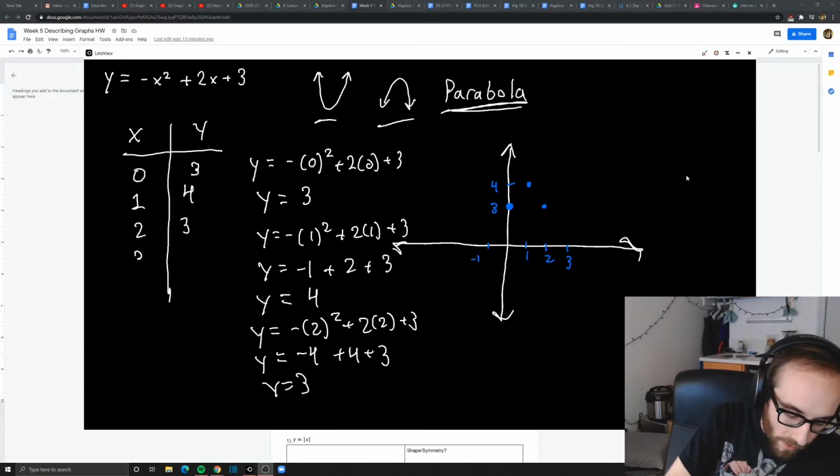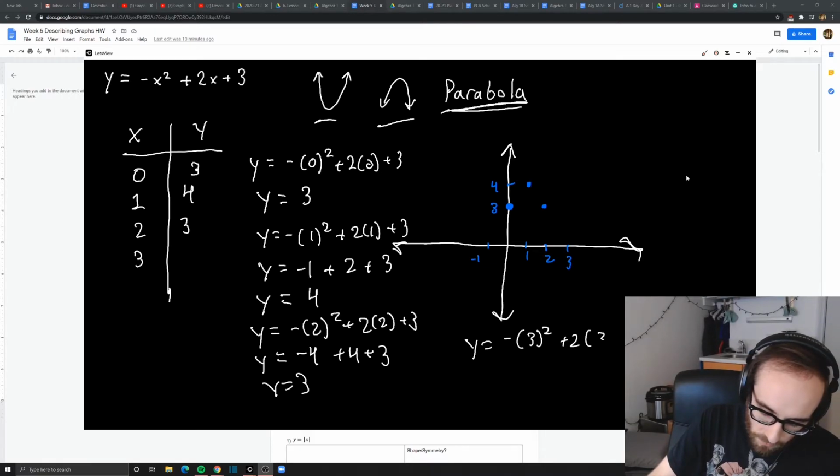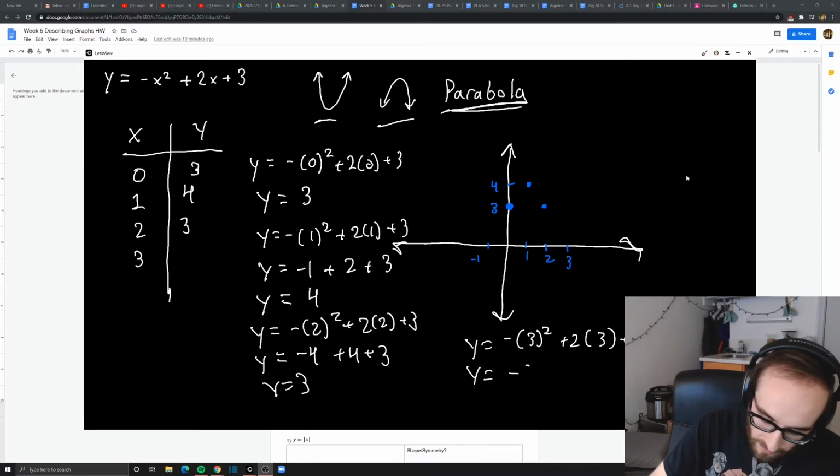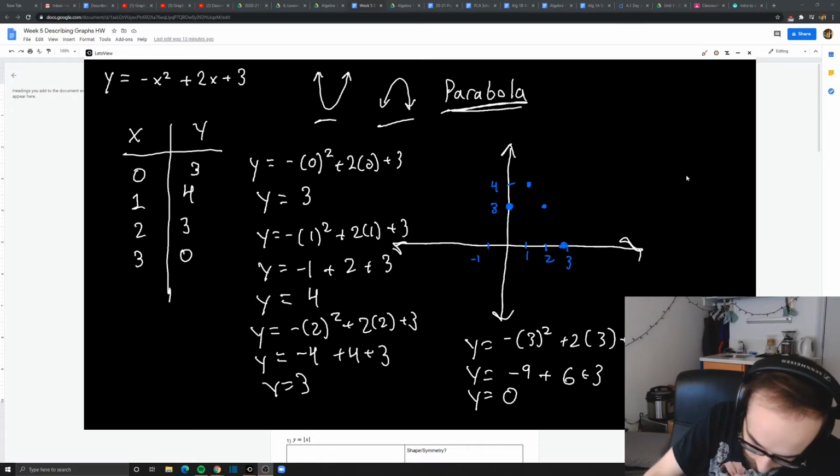First, let's keep going to the right. Let's try out x equals 3. So y equals negative 3 squared plus 2 times 3 plus 3. So 3 squared is 9, so we have negative 9 plus 6 plus 3. So here we end up with 0. So (3, 0) is another point on our graph. And we'll try one more point.